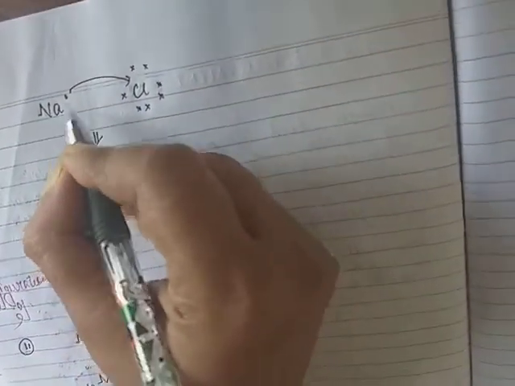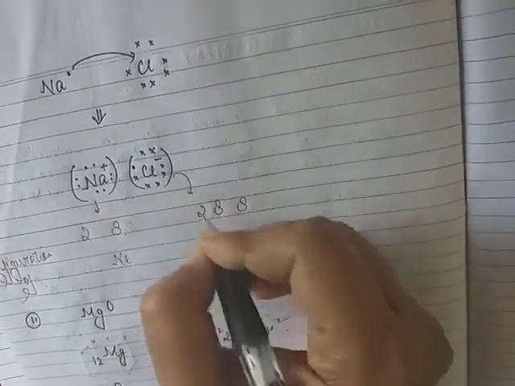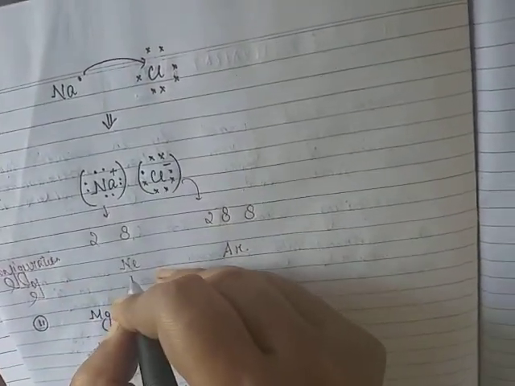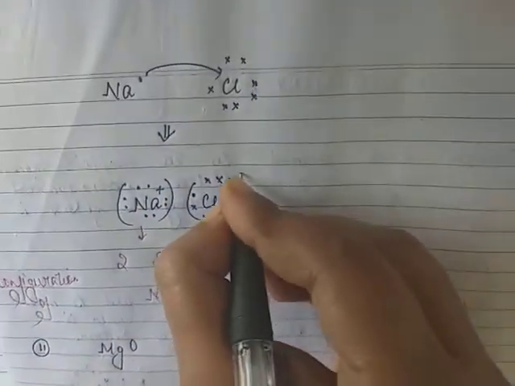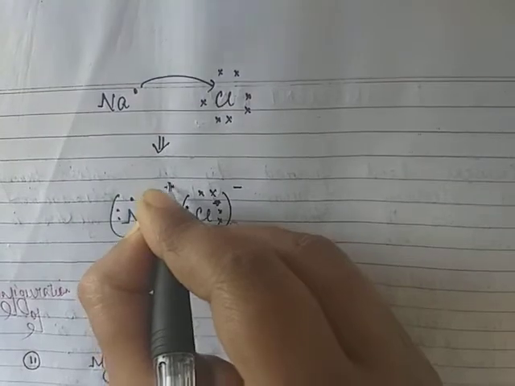So the electron transference is like this. This is the electron transferred by the sodium. Finally, it has got the 2,8,8 configuration, or the configuration of neon and argon. And since this is a minus and this is a plus, this electrostatic attraction is the ionic bond.